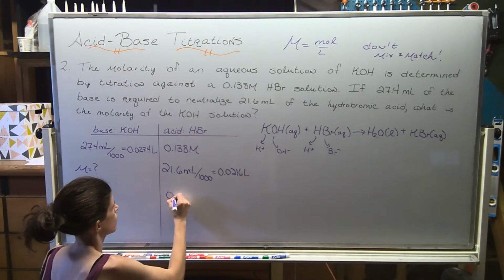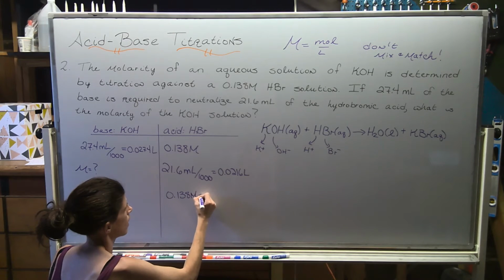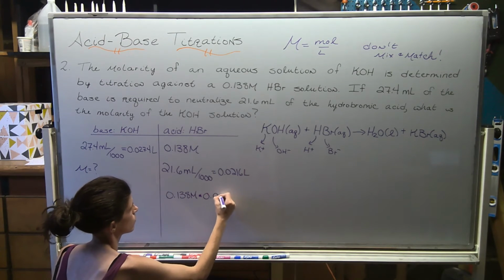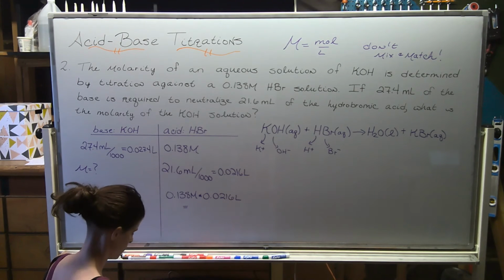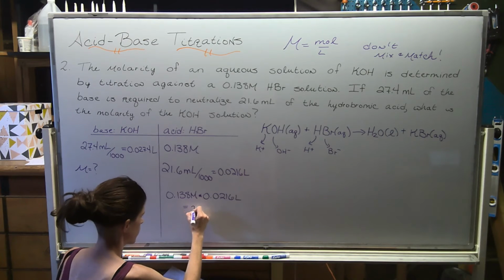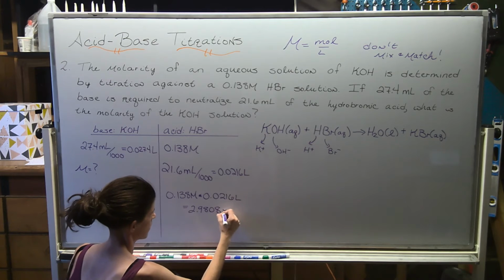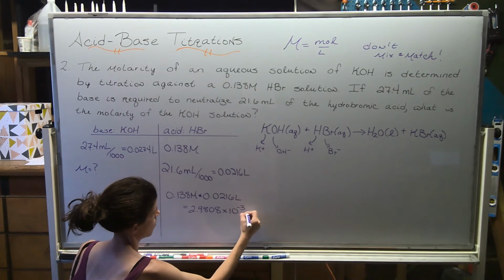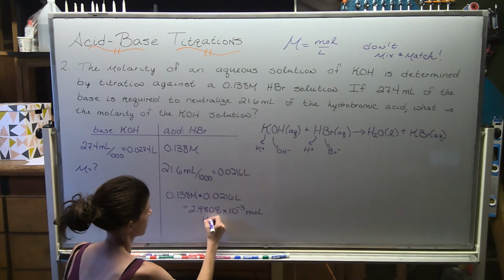I'll do 0.138 molar times 0.0216 liters equals 2.9808 times 10 to the negative third moles of hydrobromic acid.